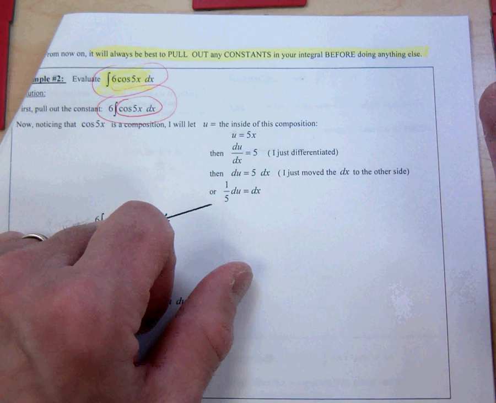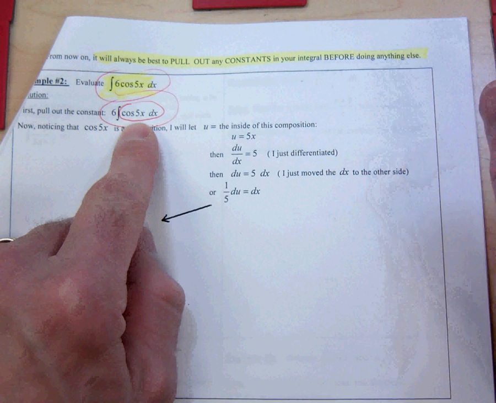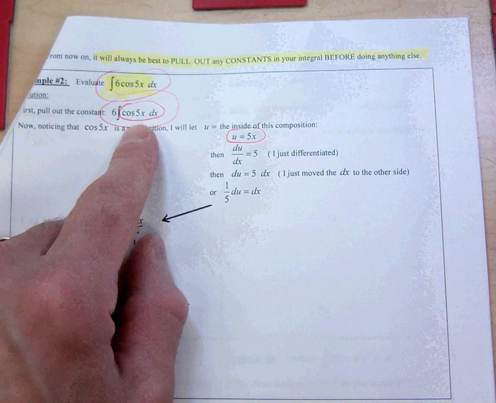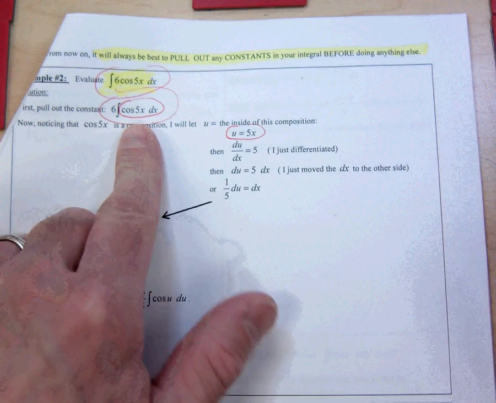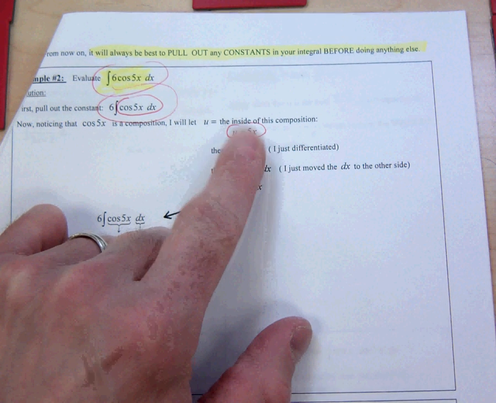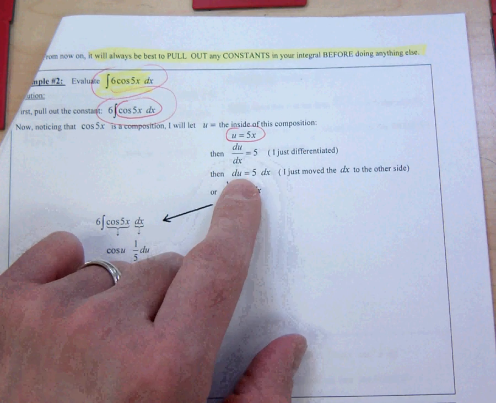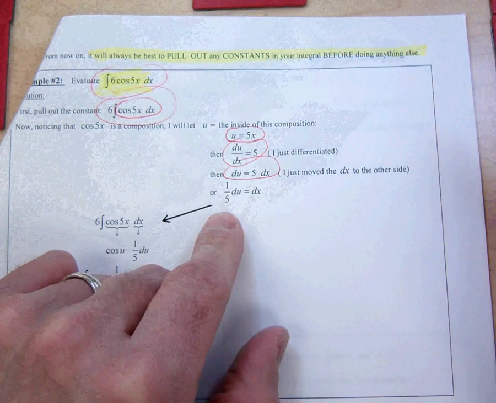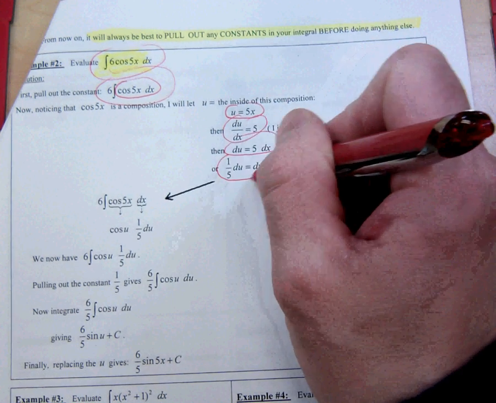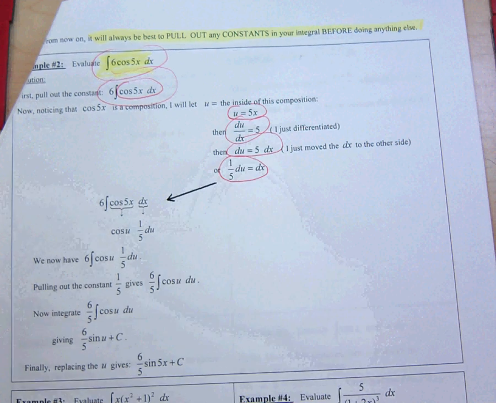So what you're going to have to do is make a u substitution here. Notice that it's a composition. What's the inside? The inside is 5x. So when you have a composition, usually the best strategy is to let u be the inside of that composition, which is 5x. What's the derivative of that with respect to x? 5. And then I just multiply both sides by dx to get from here to here. And I can also multiply both sides by 1/5 to get to here. So once I made the u substitution, I just took the derivative and then played around with it.